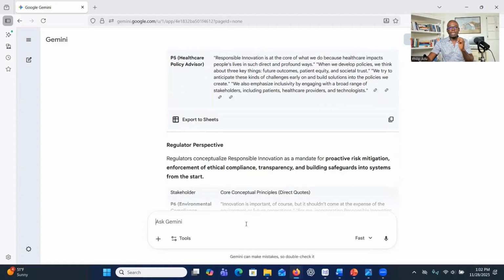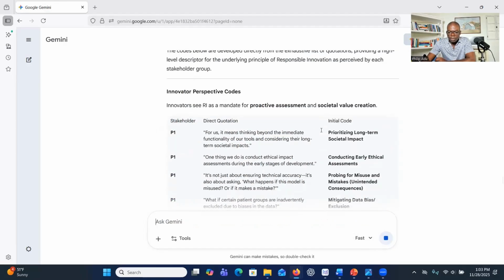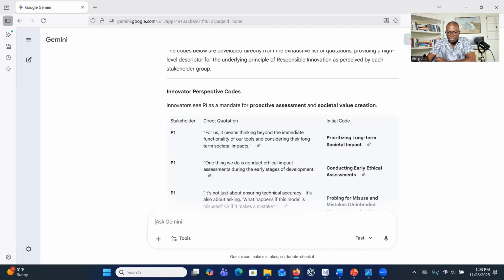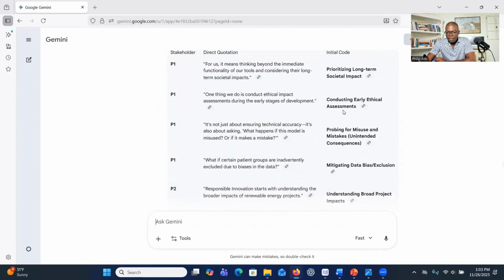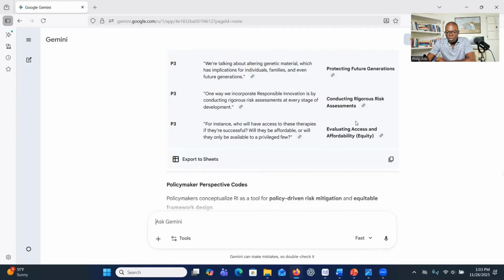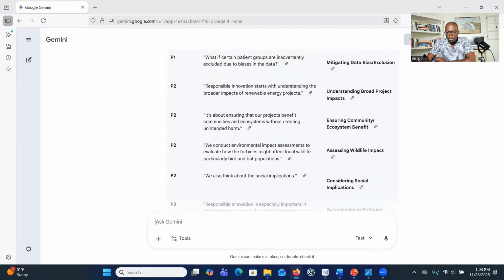Now that we have the quotations, we can ask the system to develop codes, right? Can you develop codes addressing the research question and representing the quotations? So the system has developed initial codes for you. Here are the direct quotations and also the initial codes: prioritizing long-term societal impact, conducting early ethical assessment, probing the misuse and mistakes, unintended consequences. All these are related to responsible innovation.